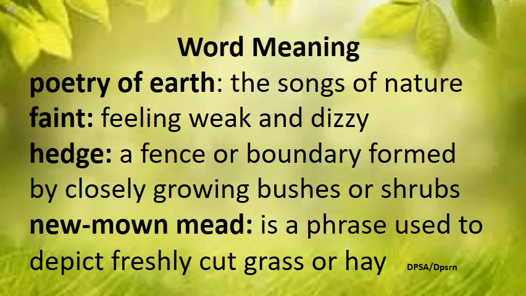Now, see the next word. The next word is hedge. Okay. Children, the word hedge means a fence or a boundary formed by closely growing bushes or shrubs. In Hindi, you call it jhadiyan, right? Which are usually cut in equal sizes and are lined up closely, having no space between them. Now, see the next word, children. It is new-mown mead. Children, new-mown mead is actually a phrase which is used to depict freshly cut grass or hay. Children, mead is meadow also, right?